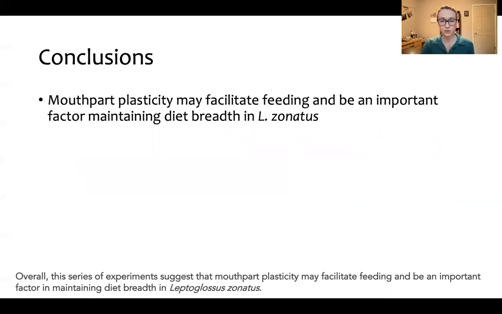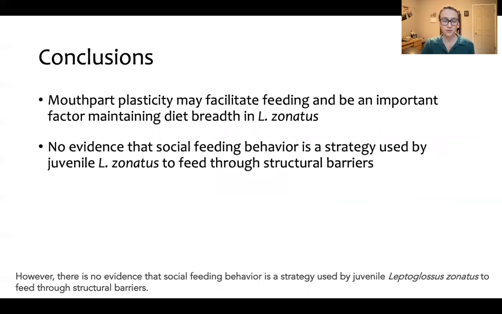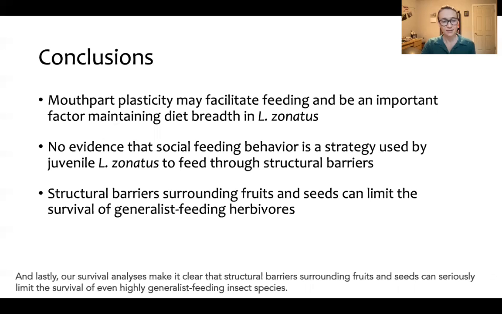Overall, this series of experiments suggests that mouthpart plasticity may facilitate feeding and be an important factor in maintaining diet breadth in Leptoglossus zonatus. However, there is no evidence that social feeding behavior is the strategy used by juvenile Leptoglossus zonatus to feed through structural barriers. And lastly, our survival analyses make it clear that structural barriers surrounding fruits and seeds can seriously limit the survival of even highly generalist feeding insect species.